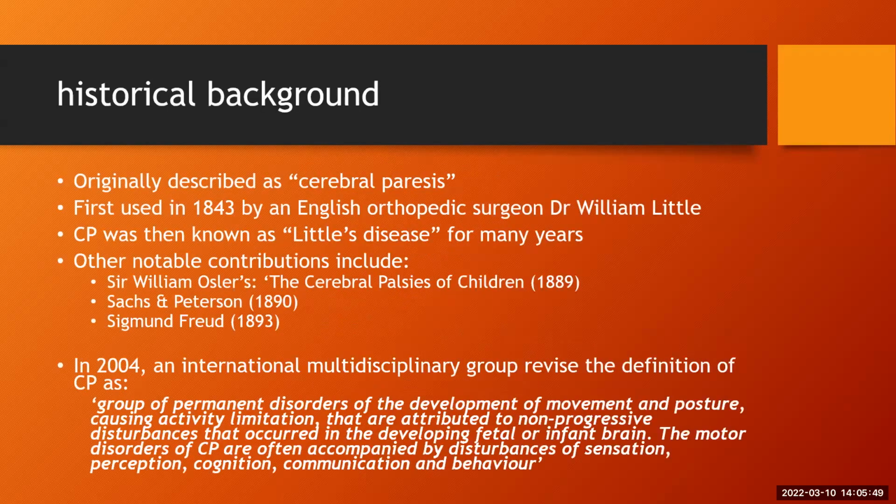For the background, CP was previously described as cerebral paresis, first used in 1843 by Dr. William Little, so it was known as Little disease. However, in 2004, an international multidisciplinary group revised the definition of CP as a group of permanent disorders of the development of movement and posture causing activity limitation that are attributed to non-progressive disturbances that occurred in the developing fetal or infant brain. The motor disorders of CP are often accompanied by disturbances of sensation, perception, cognition, communication, and behavior.